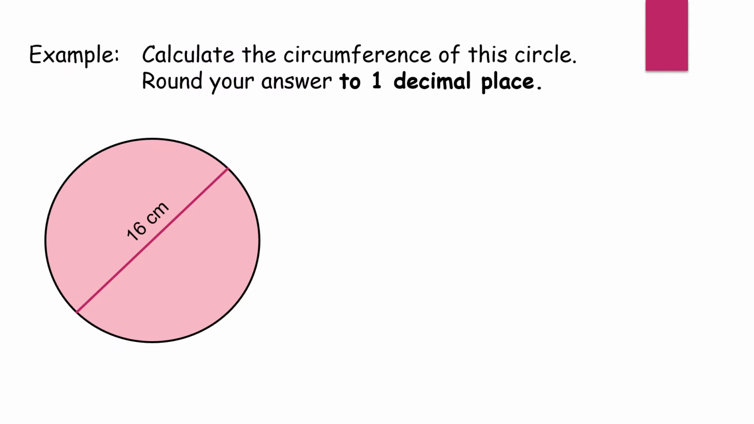We want to calculate the circumference of this circle, and then we want to round our answer to 1 decimal place. So if we look at the circle, we have a diameter given, and it's 16 centimeters long. So we're going to use c equals pi d because we've got the diameter. That's pi times 16, and if we're using a scientific calculator, we would get 50.265, and then we do some dots to show that our calculator is still giving us more information.